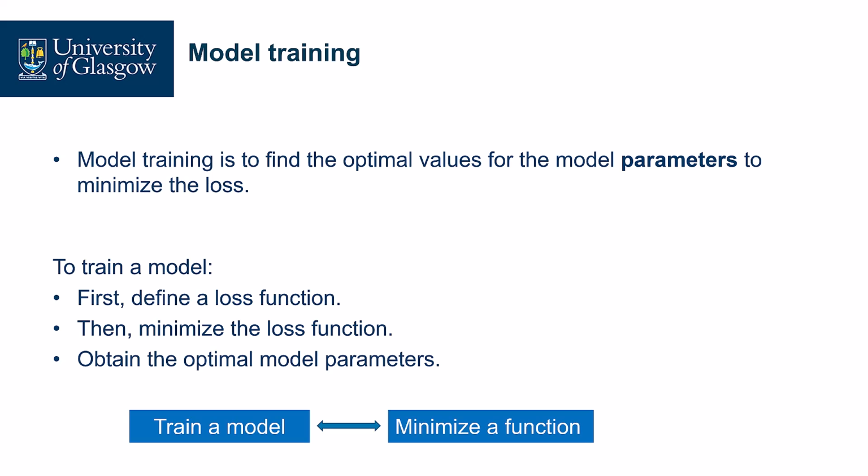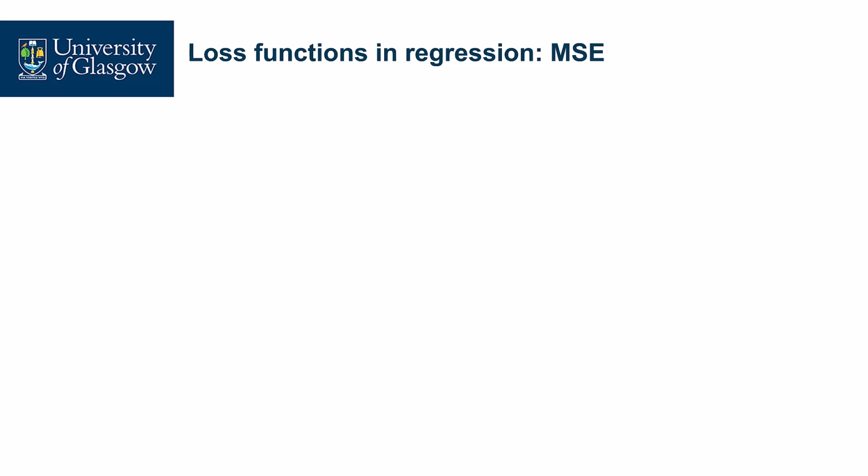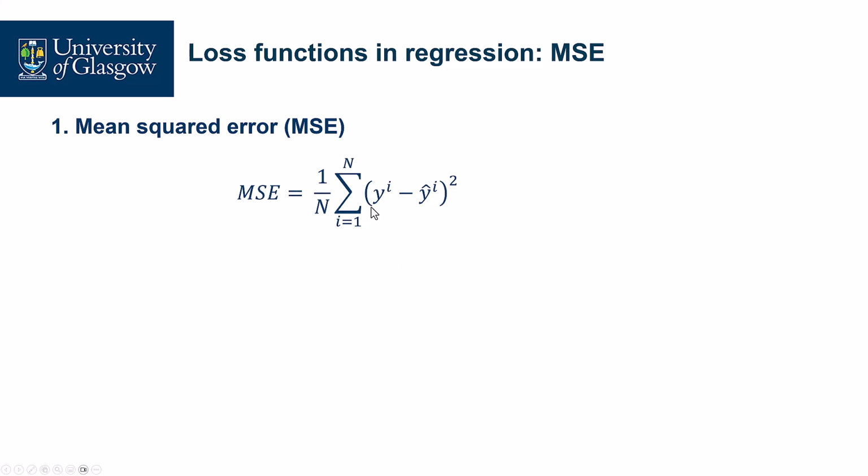In this session, we will talk about three example loss functions. The first one is MSE, mean squared error. We can see the formula here, N is the number of training samples, Yi is the actual value, and Yi with a hat is the predicted value. We find the difference between them, square it, and get the average. This is the mean squared error, MSE.